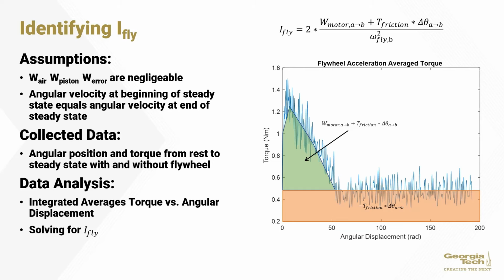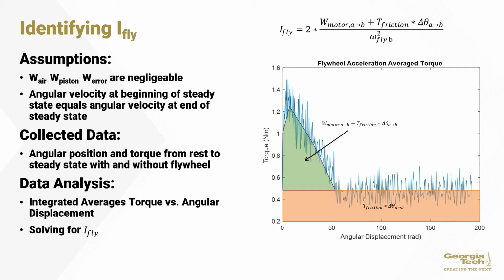For finding the inertia of the flywheels, work from air, piston, and air can be considered negligible. Another assumption is that the angular velocity at the start of the steady-state portion of the motor running is equal to the angular velocity at the end of the steady-state portion. To find inertia, the motor would start from rest until it reached steady-state velocity and stayed there. Friction torque remains constant, but there is a difference in the work done by the motor and the work done by the friction as shown in the plot.